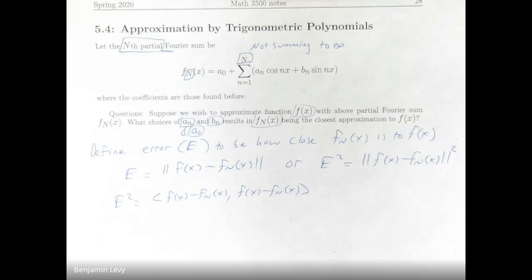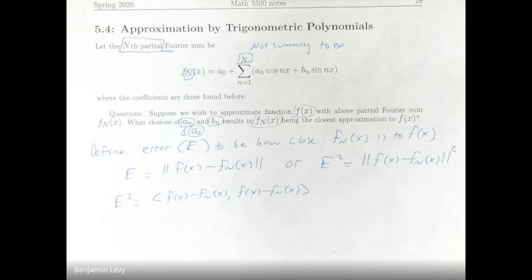So we want this to be as small as possible, right? This is the error. You can see we're subtracting the two functions, and so it's measuring how close the two functions are to each other. And so we want that to be as small as possible. And so we're going to minimize that, which is going to involve derivatives.